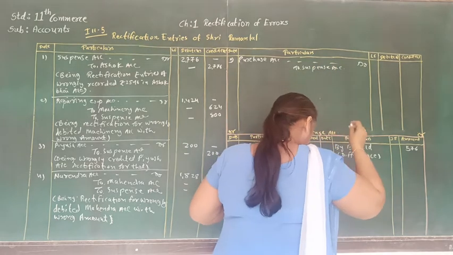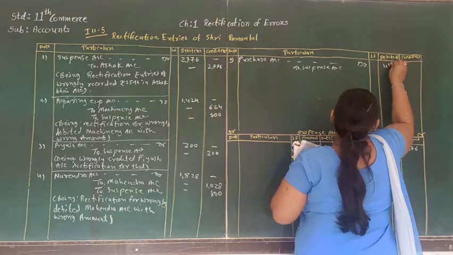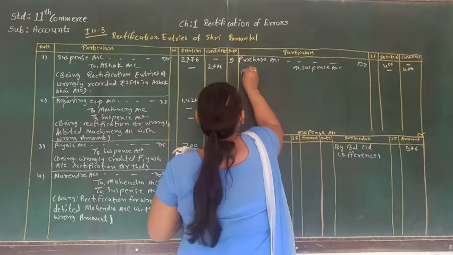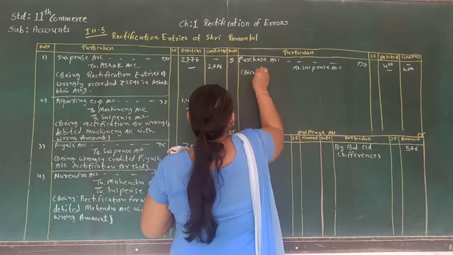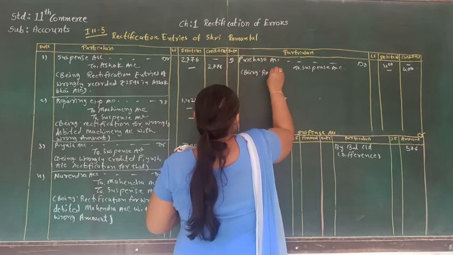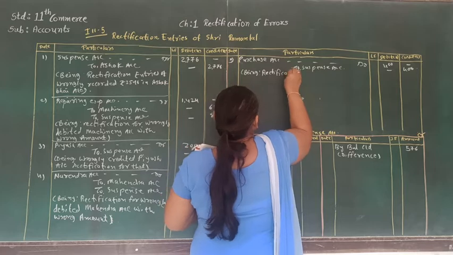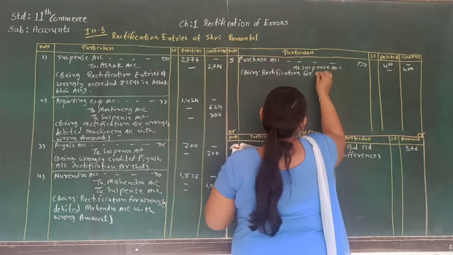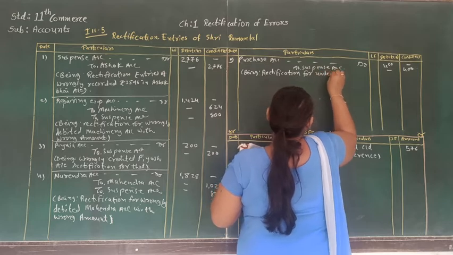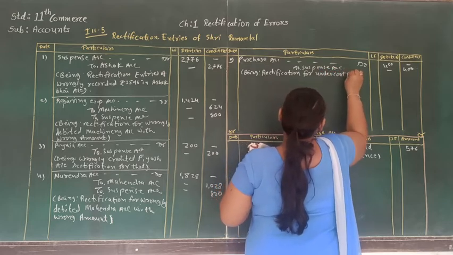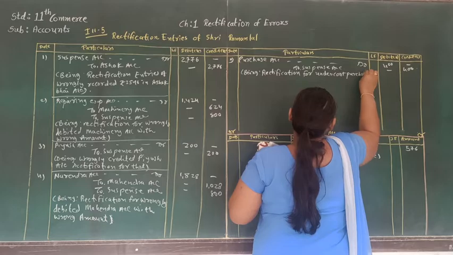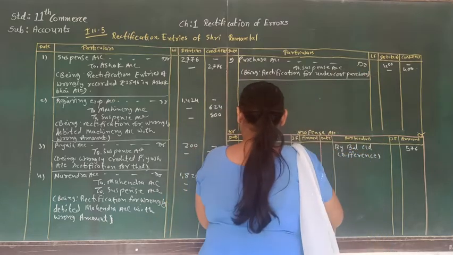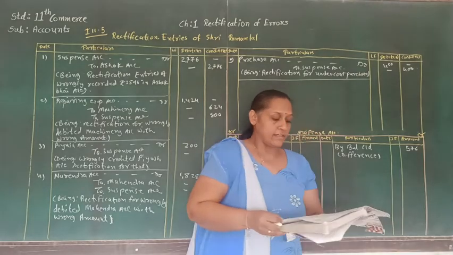So here the amount will be 400, being rectification for under cash purchase account. For that, now let's see the next journal entry.